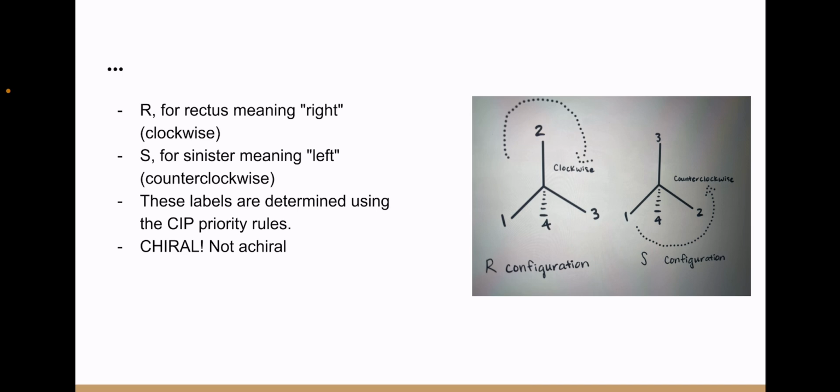R means rectus, which is going right or clockwise, and S is sinister, meaning left or going counterclockwise. You can see that in the diagram shown on the right, and these labels are determined using the CIP priority rules. We need to make sure that these are chiral and not achiral molecules. The achiral ones will not have this configuration.